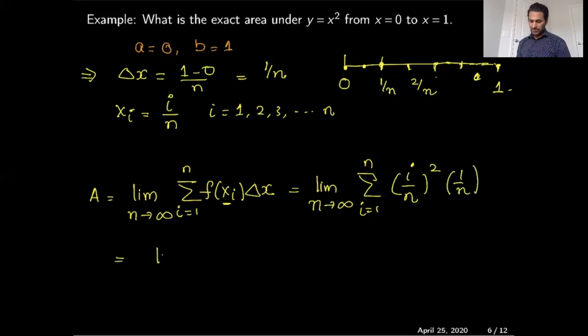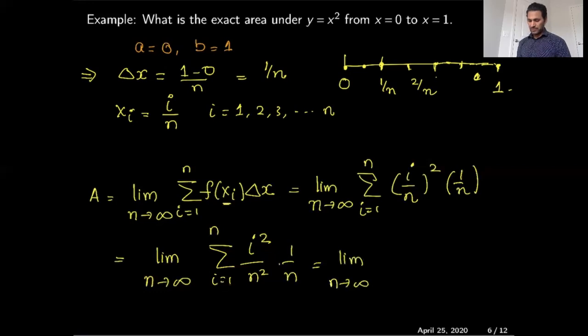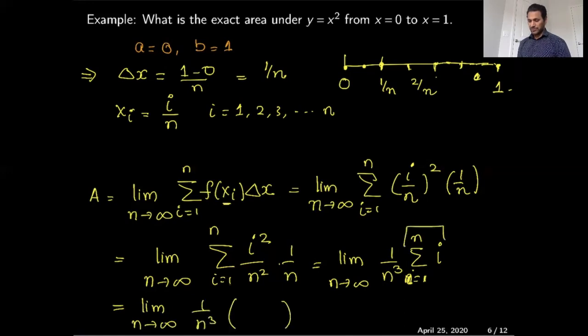So if I simplify, this will be the limit as n approaches infinity, and this is a summation, i varies from 1 to n, i squared divided by n squared times 1 over n. Since n is independent of the summation, I can pull it out. Limit as n approaches infinity, so this is 1 over n cubed, and the summation i varies from 1 to n of i squared. This is the sum of squares, which we know the formula for. So 1 over n cubed, and the formula for that summation is n times n plus 1 times 2n plus 1 divided by 6.